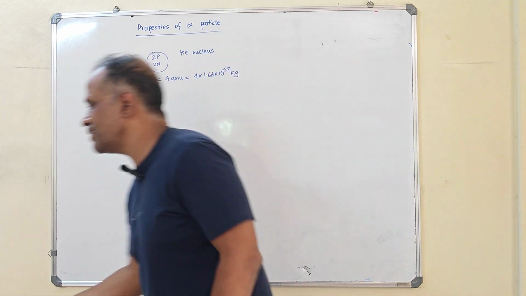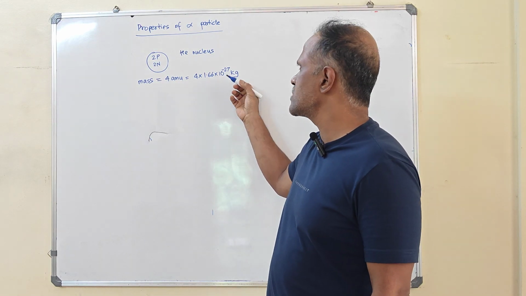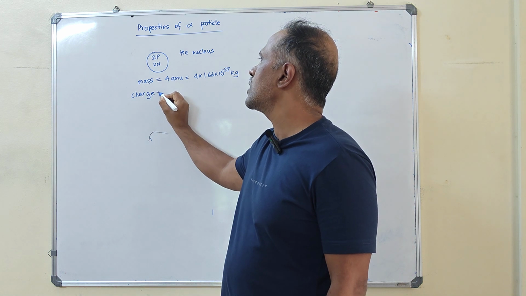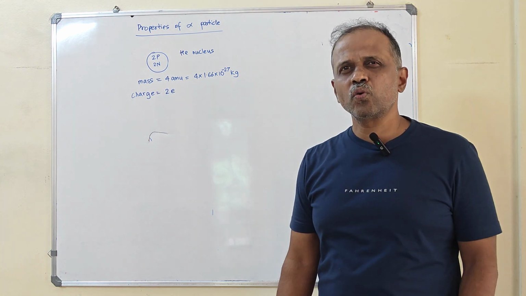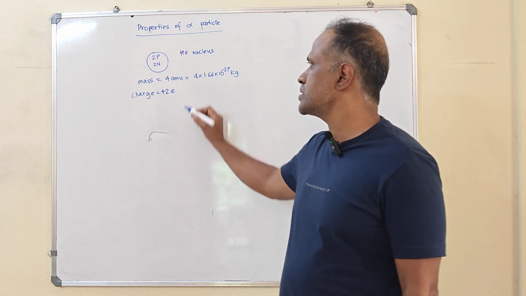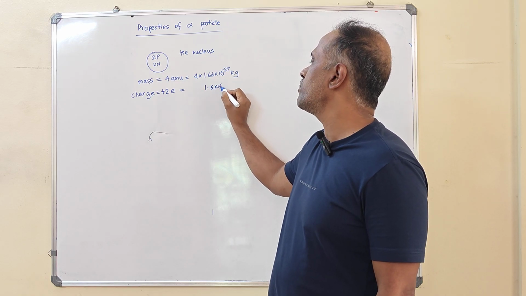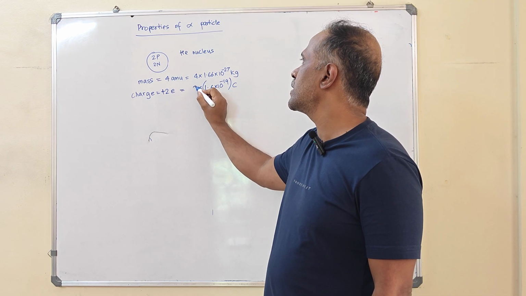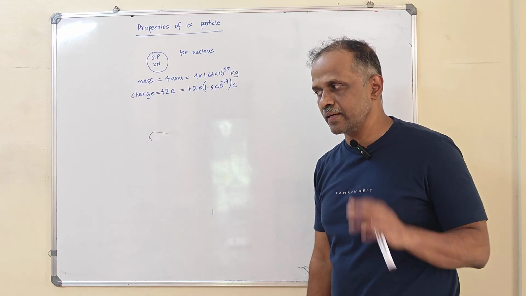Okay, let's come back to the alpha particle. The mass is 4 AMU, and what is the charge? The charge on an alpha particle is nothing but the charge of 2 electrons, but positive. We know that the charge on an electron is 1.6 into 10 to the power minus 19 coulomb. If we multiply this by 2 and give it a positive sign, this is the charge on an alpha particle.